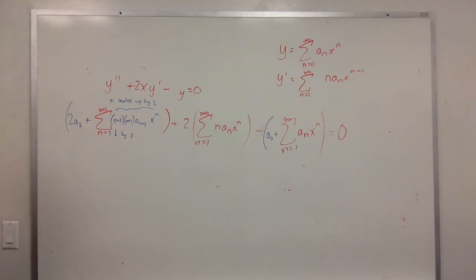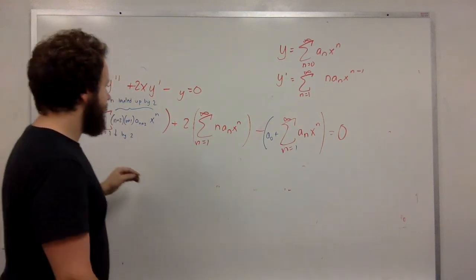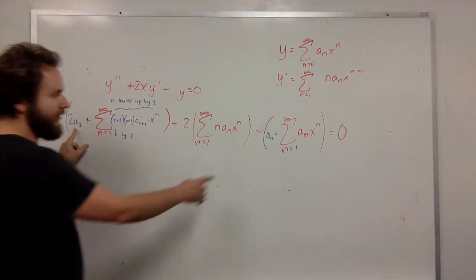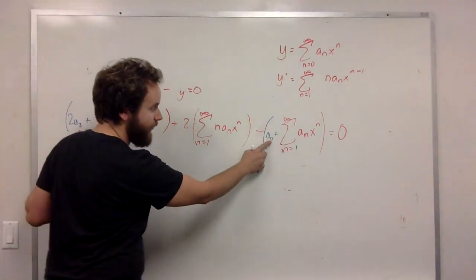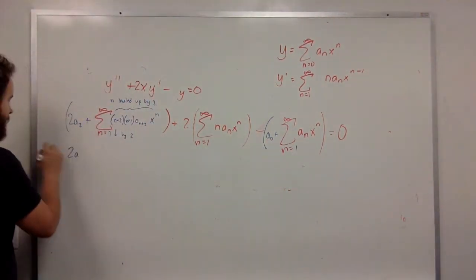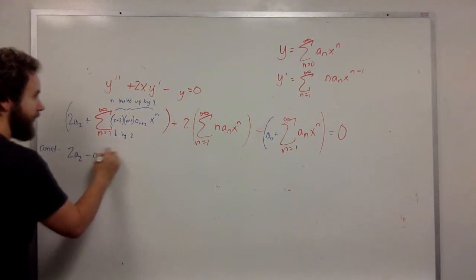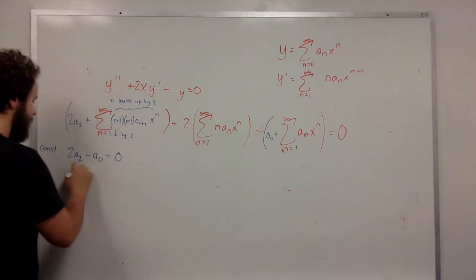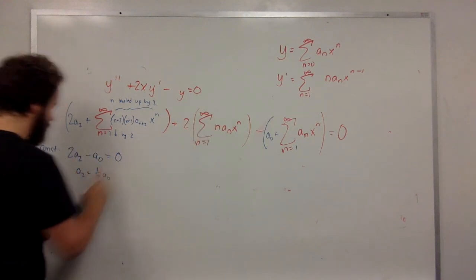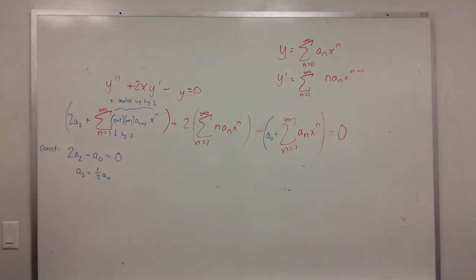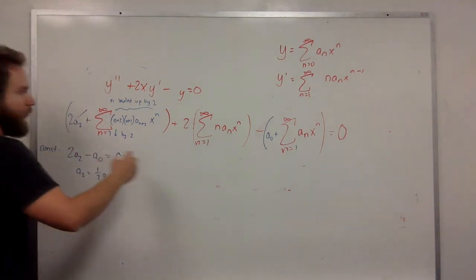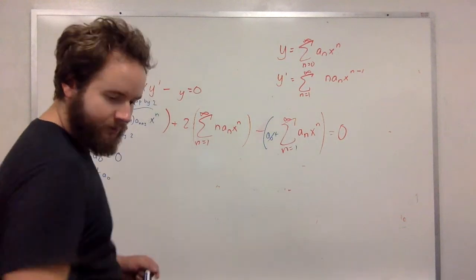Now, the last thing we then do, we're going to group the powers on n in a second, but we're going to deal with these first. So we have 2a2 and a0. The relationship between them is that 2a2 minus a0 needs to equal 0, which is what we have on the right-hand side. So that means a2 equals 1/2 a0. Those are dealt with now. What's left is this.